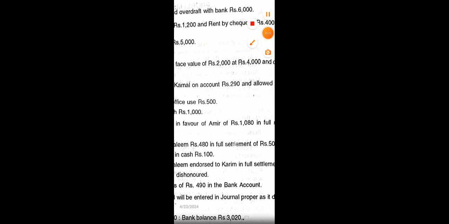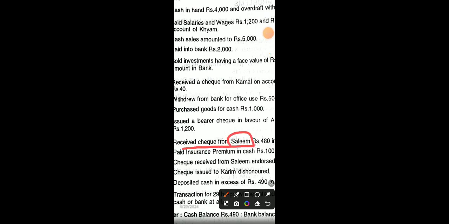Now let's see what next entry is available for us. That is entry number 18. Receive a check from Salim in full settlement of rupees 500. Again, you are receiving a check in full settlement, and you just prepare your mind for what we have done in full settlement of the previous entry. The same we will be doing in the next entry for full settlement. For the time being, just try to understand what we have done. Primarily, we have received a check from Salim.